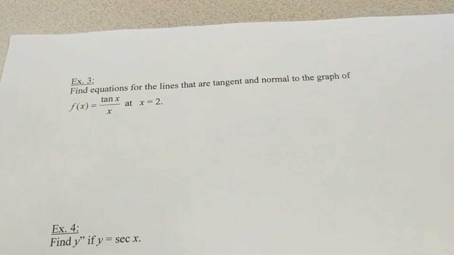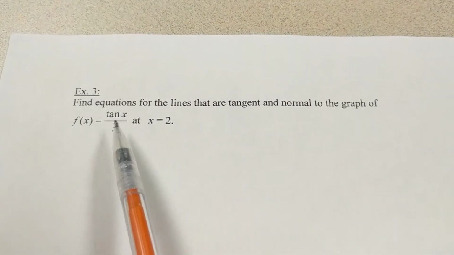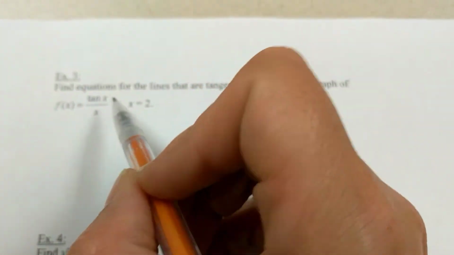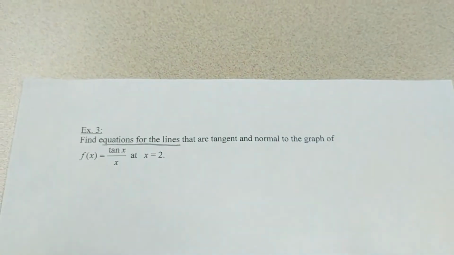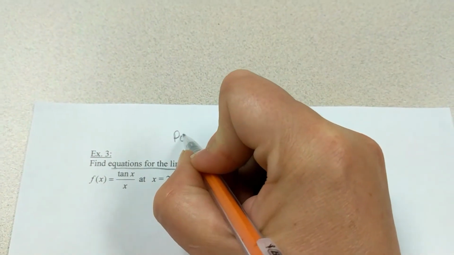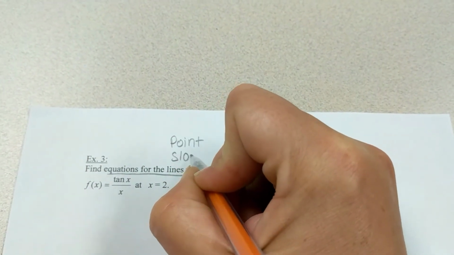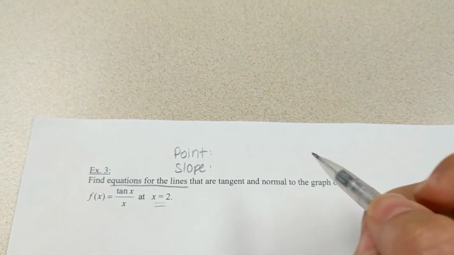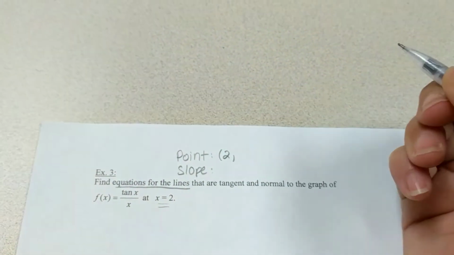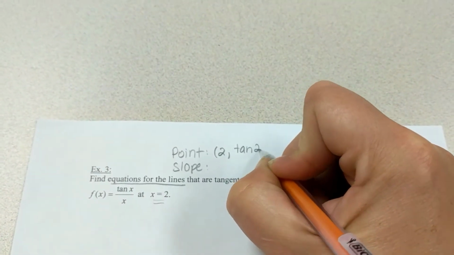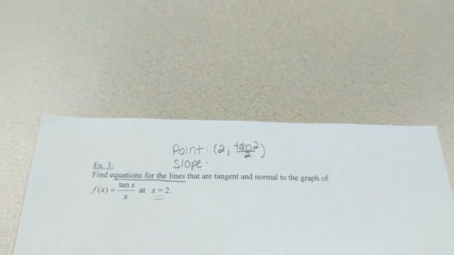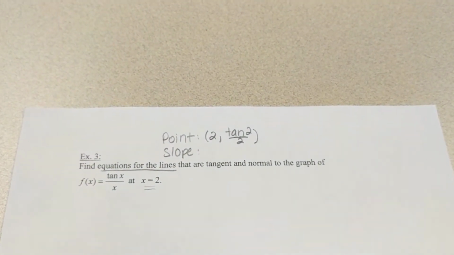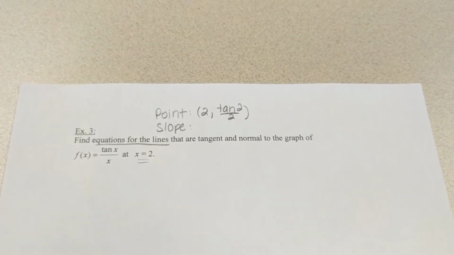All right, on example 3, now it says we're going to find the equations of the lines that are tangent and normal to the graph. As soon as I see this phrase, equation for the lines, I remind myself that the only things I need are a point and a slope. And they're giving me x equals 2. So my ordered pair is 2, tangent of 2 over 2. You can just leave it like that. You don't have to put it in your calculator. If you want to do the decimals, then go for it. But go ahead and figure out what the slope is.